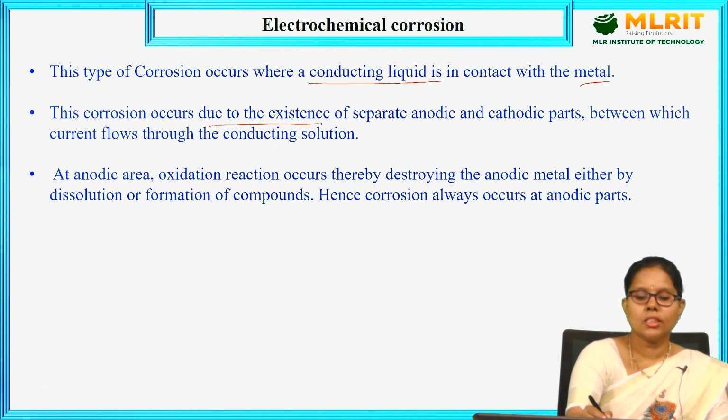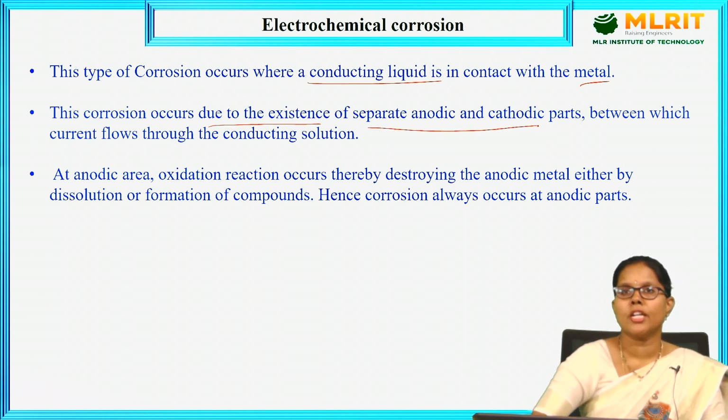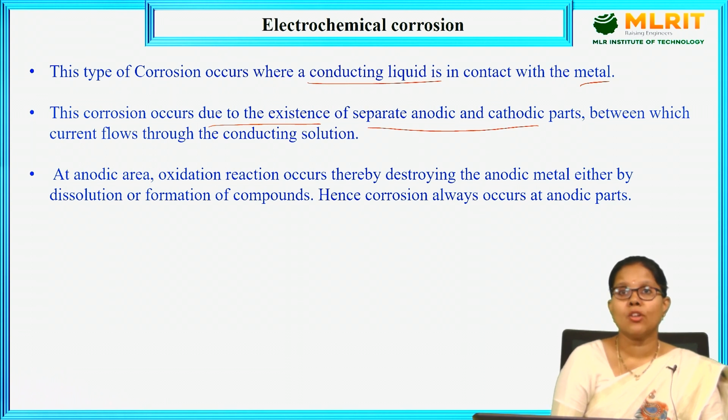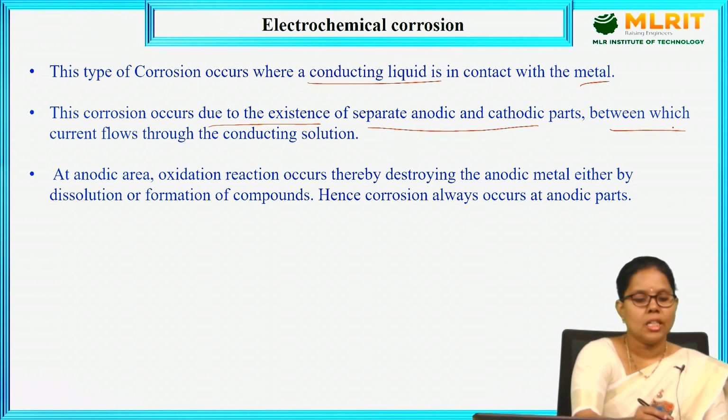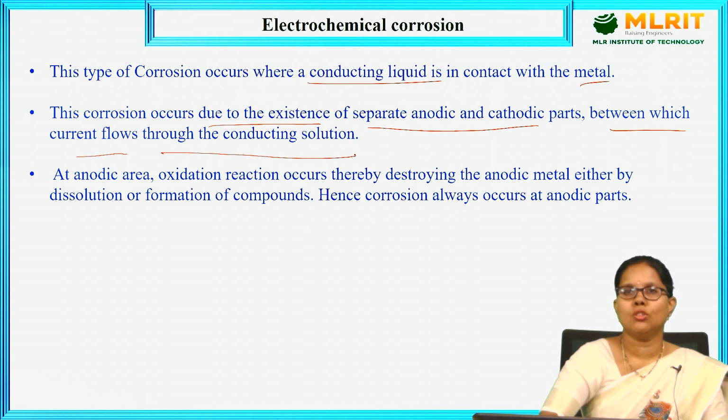This corrosion occurs due to the existence of separated anodic and cathodic parts. In dry corrosion, we have not seen the anodic and cathodic parts. Here, we are going to see about the anodic part and cathodic part. When there is an anodic part and cathodic part, it is also called as development of the electrochemical cell. So, corrosion is because of development of the electrochemical cell, the separation of the anode and cathodic parts in the same metal, between which current flows through the conducting solution.